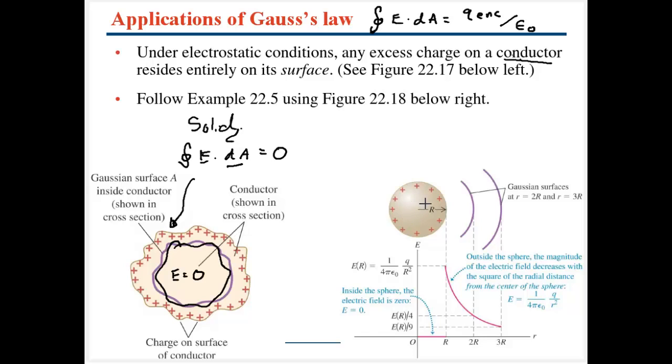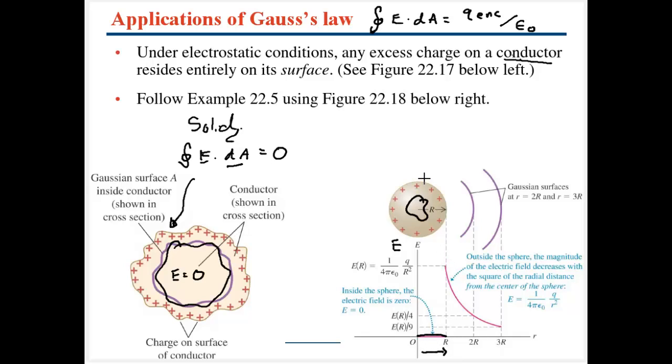Similarly, if we have a solid sphere and we draw a Gaussian surface on the inside, no charge enclosed, the electric field must be equal to 0. So here we're plotting the electric field as a function of radius. This sphere has a radius of r, so we can see that the electric field is 0 inside of it.